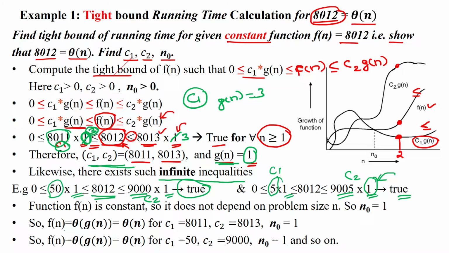So from this, what can we define? F of n equal to big theta of g of n, equal to big theta of n, for the constants C1 equal to 8011, C2 equal to 8013, and input size n0 equal to 1. For the second example, C1 equal to 50, C2 equal to 9000, n0 equal to 1. Like that we can identify different C1, C2 values and also n0 values.